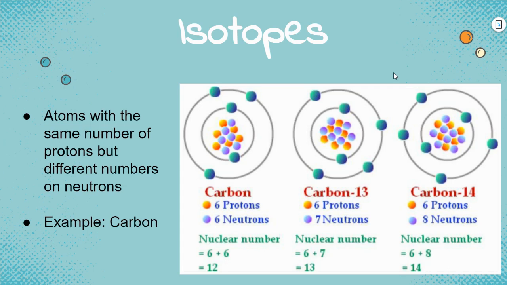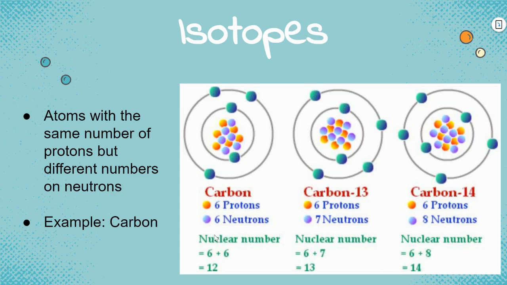neutrons, right? So an example here is carbon. And remember that definition, same number of protons, different number of neutrons. And so here you have carbon 12, carbon 13, and carbon 14. You see same number of protons, right? Six protons, six protons, six protons. But then you also see right here, different number of neutrons. So six neutrons, seven neutrons, eight neutrons, right?